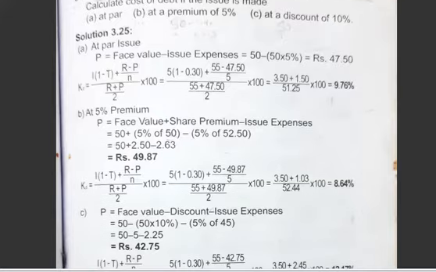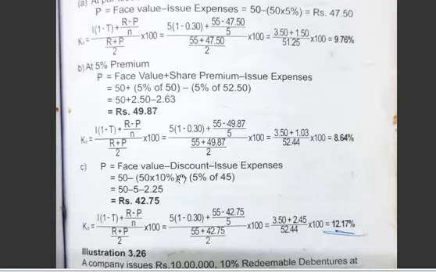Now the last one is if it is issued at a 10% discount. So again you have to calculate P here. Face value minus discount minus issue expenses. Face value is 50 rupees, minus the discount, which is given in the problem as 10%. So 50 into 10%, you will get 5 rupees discount. So you have to deduct the discount, 50 minus 5, you will get 45.